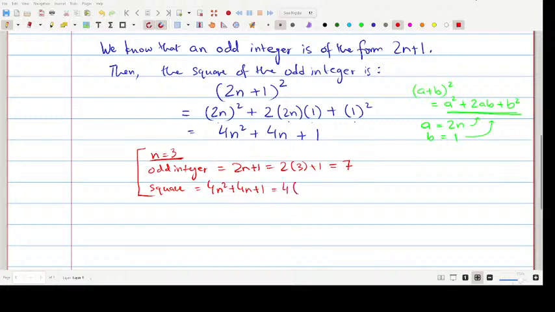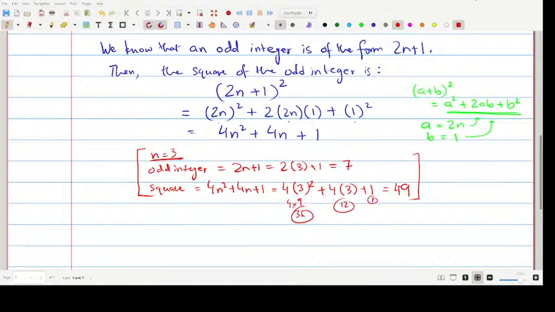So 4 times n, and n is 3, correct? So in place of n, I'll write 3. On top of n, there is a small 2, that's a square, right? So 3 squared plus 4 times 3 plus 1, which should give us, if you have a pen beside you, you can do it very easily, it should give you 49. 3 squared is 9. 4 multiplied by 9 is 36, right? 36 plus 4 multiplied by 3 is 12. 36 plus 12 is 48 plus 1, that is 49.